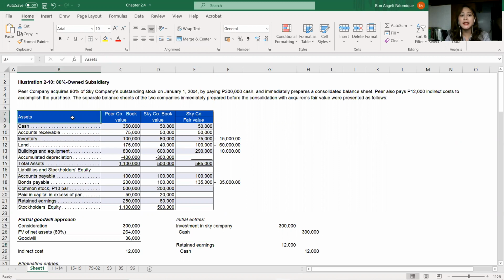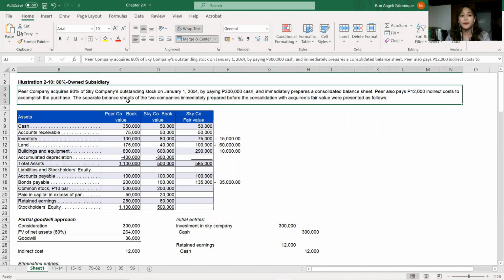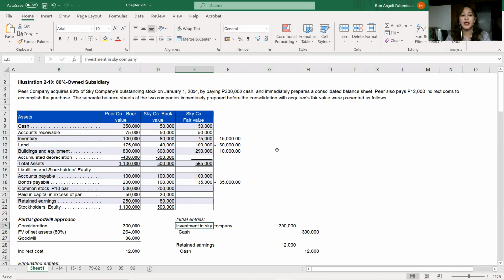Okay. Binigyan ka din ng balance sheet ni Peer Company and ni Sky Company. Binigay din yung fair value ni Sky Company. So, ang ating unang gagawin is to account yung initial entry mo nung binili ni Peer si Sky. So, ang entry mo is debit investment in Sky Company for the consideration amount of 300,000, credit cash. Next is to record the cost incurred by Peer in acquiring Sky Company, which is the 12,000 indirect cost. So, our entry is debit expense, or retained earnings, and credit to cash na 12,000.